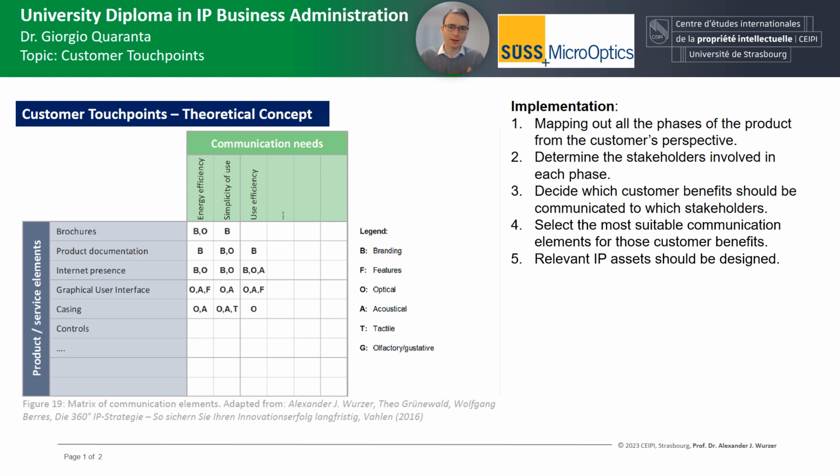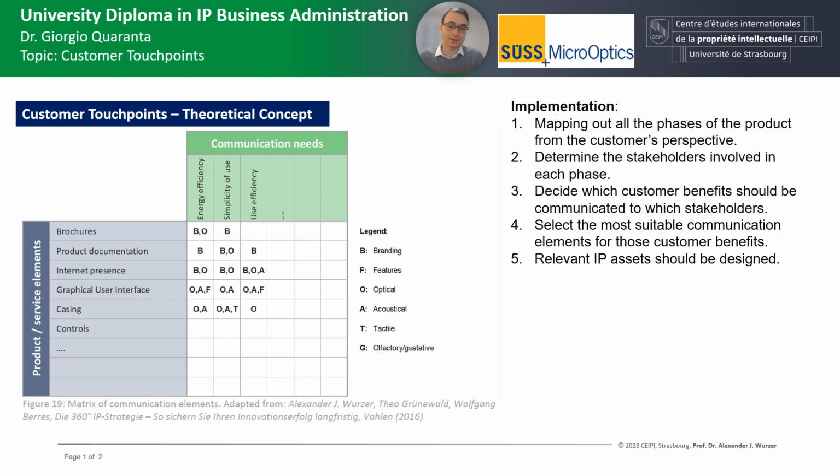And so once we create this matrix, we also need to assign the type of communication needs and the type of sensorial elements, which can be not only tactile or branding or optical, but can also be other ways of defining those needs, for example olfactory or gustative needs, and so on, depending on the product.